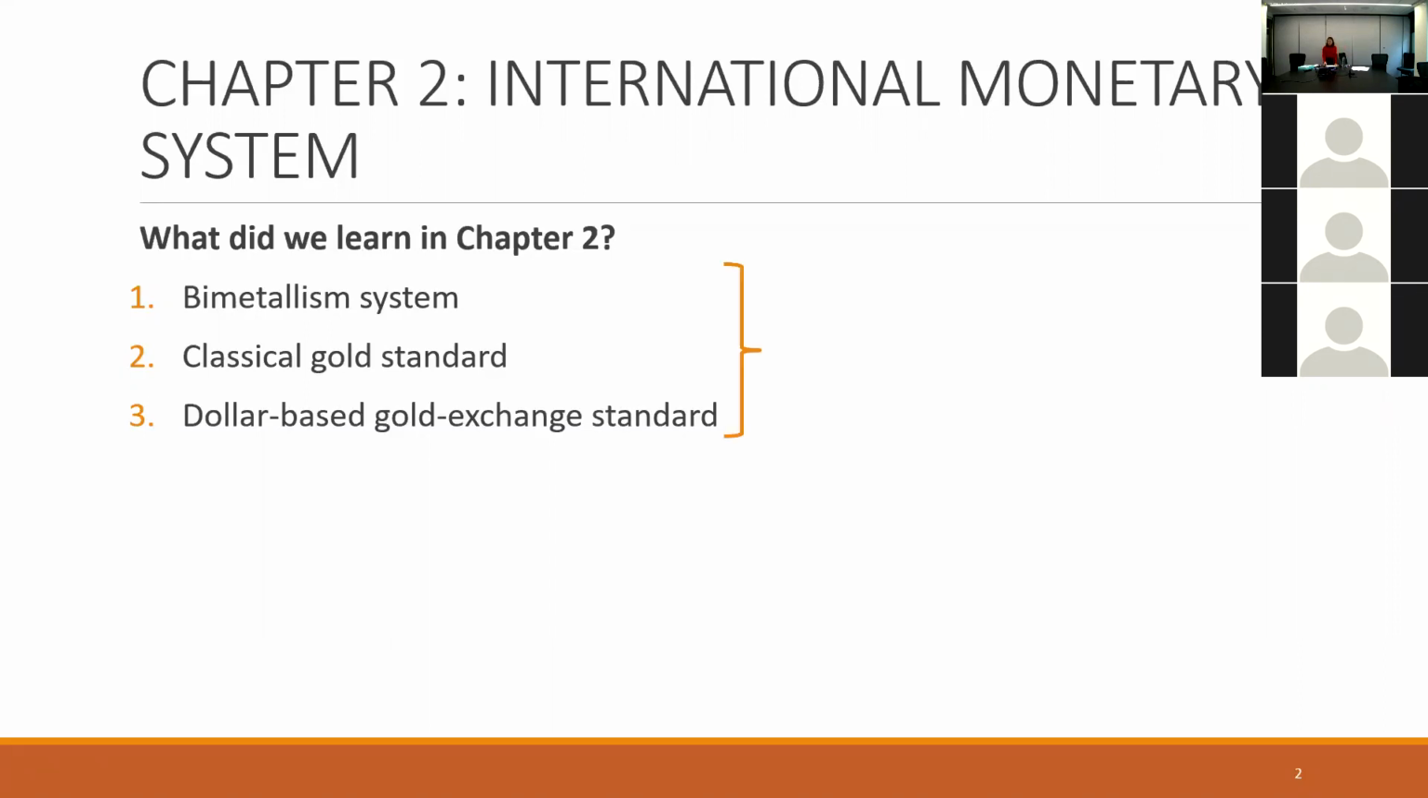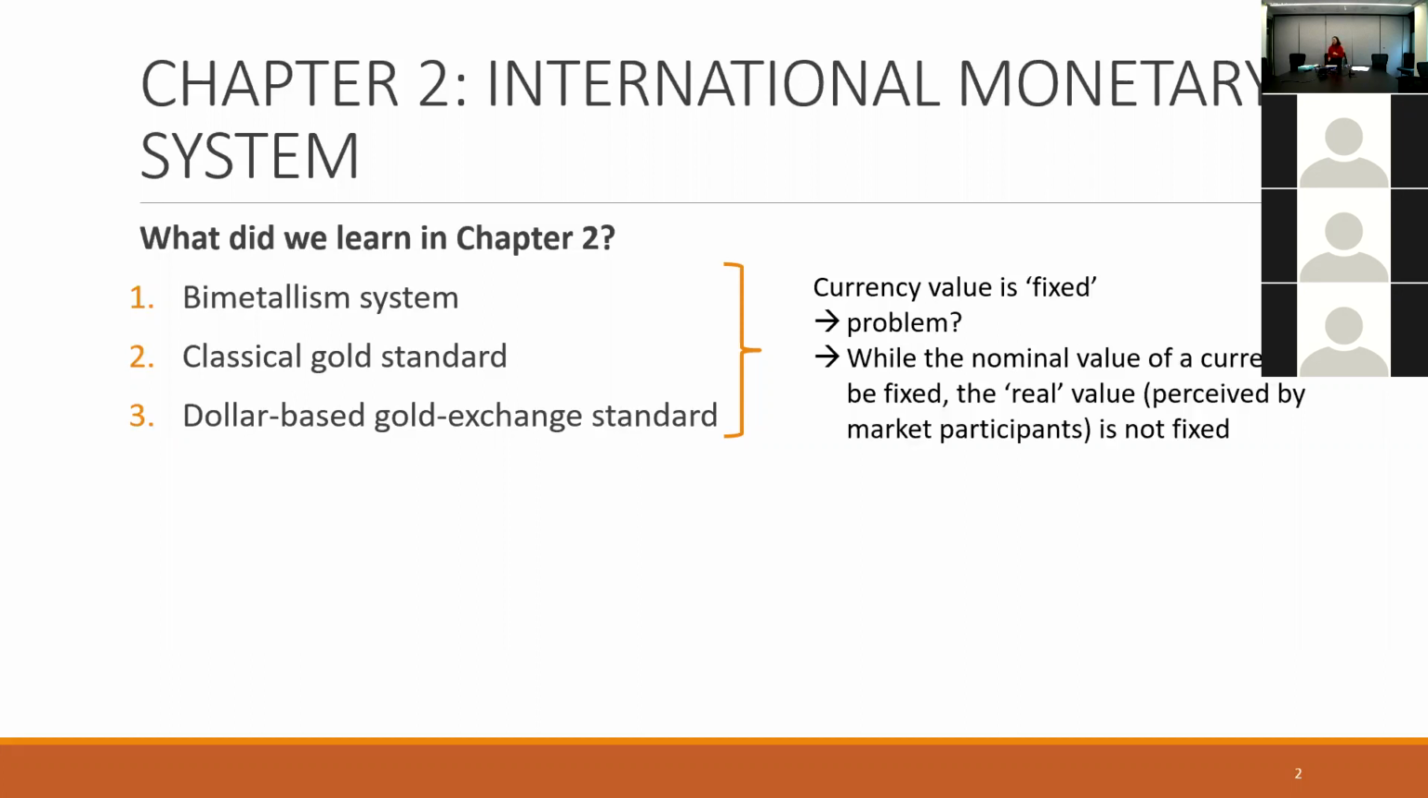So the common feature of these systems was that the currency value in these systems is basically fixed, in the sense that it's either fixed against the gold or fixed against the dollar, right? And what is the problem with that? So anytime you fix a currency, you can fix the nominal value of a currency, but you cannot fix its real value, right?